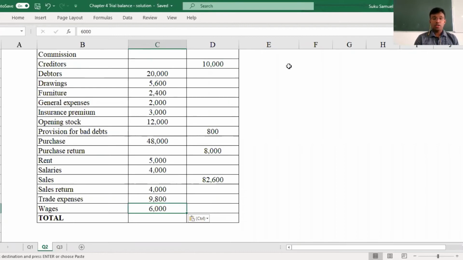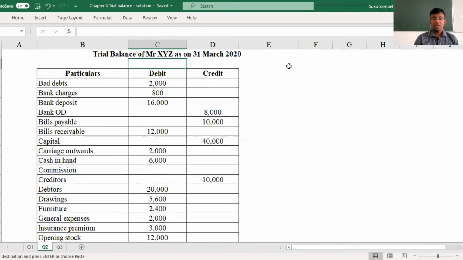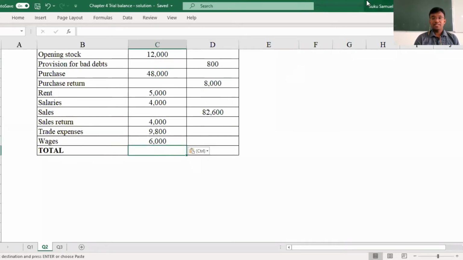With that note, we have completed almost all the items except for one, which is commission. Now, we do not know whether it is commission received or commission paid. So how do we figure this out? Remember, whenever we prepare trial balance, the debit side must be equal to the credit side.